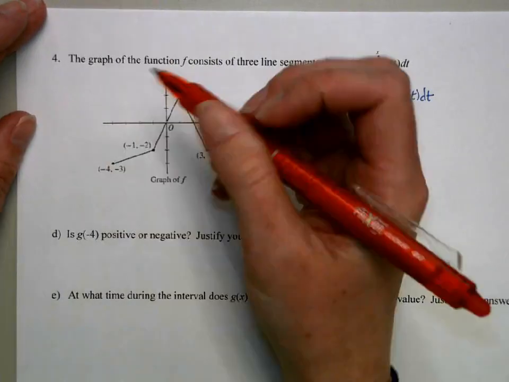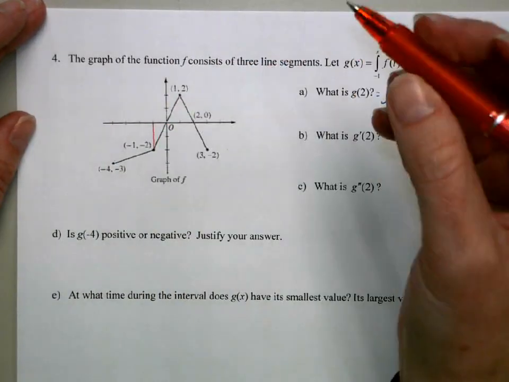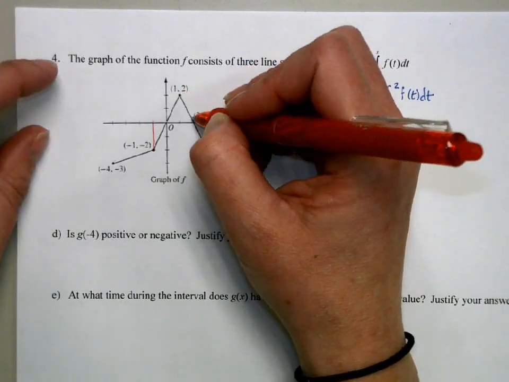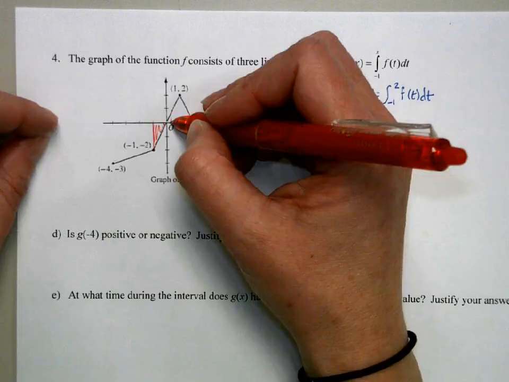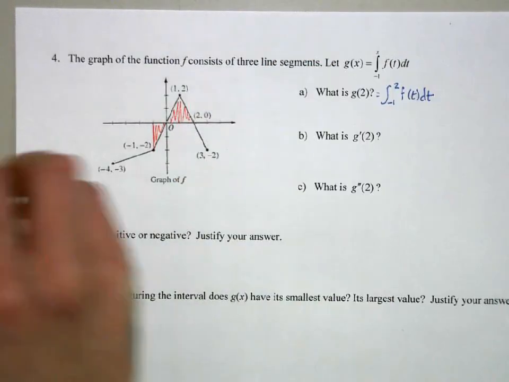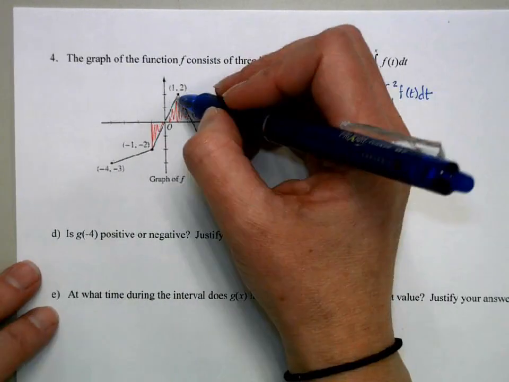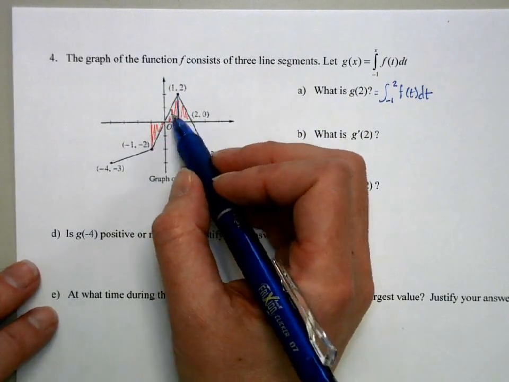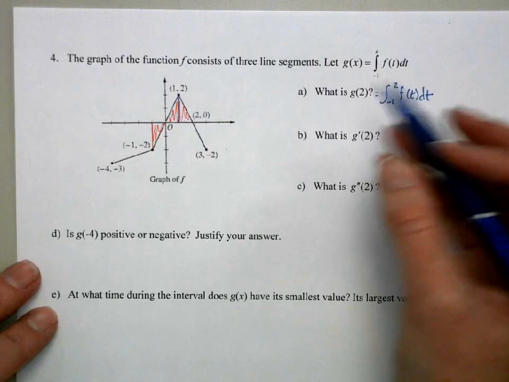Just here. So we've got this area and this area. Well, looking at it, this area and this area are going to cancel each other out because they're the same but opposite sign. So I'm just going to do this triangle right here, which gives me 1.